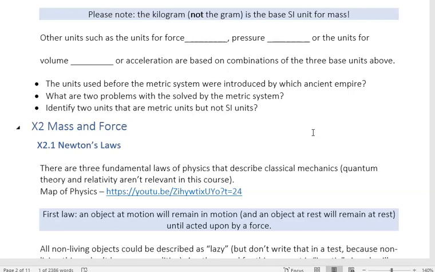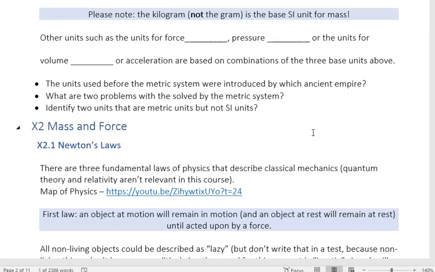Okay, pressure is pascals. Pascals is written as capital P little a, and then when you write the word out, you write it as lowercase p. Or the units for volume, I just said before, what was the unit for volume? Cubic meter, that's exactly right.